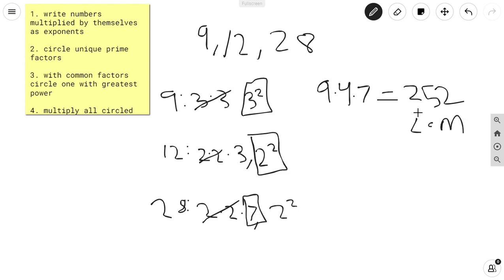As you can see, if I did a list method trying to get this, it would take a very long amount of time. So prime factorization is the go-to method if you're using 3 numbers or more, or if the numbers aren't going to be nice to work with.